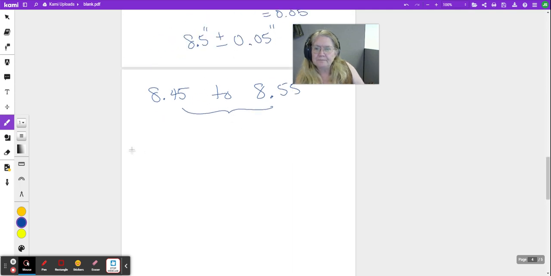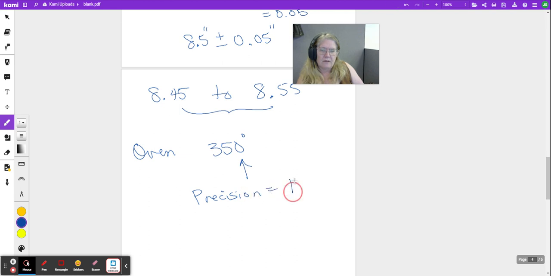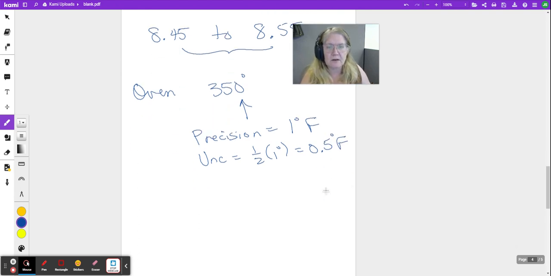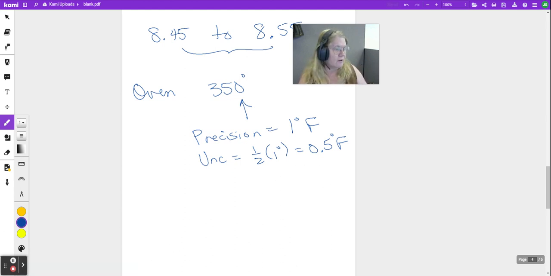So let's say I have an oven and it's just got a little push button on it, and I can set my temperature anywhere in Fahrenheit. What's the precision? I can only go by ones. I can't set it to a half. So my precision is to the nearest degree Fahrenheit. My uncertainty is half of that, or 0.5 degrees Fahrenheit. Precision and uncertainty should always have some sort of units on them, because we're talking about an actual measurement. So make sure you include that on there.